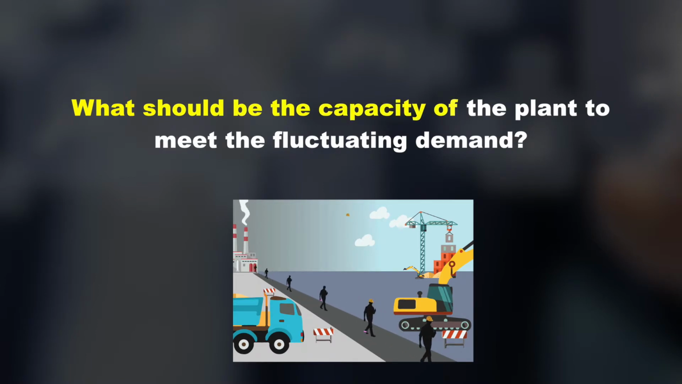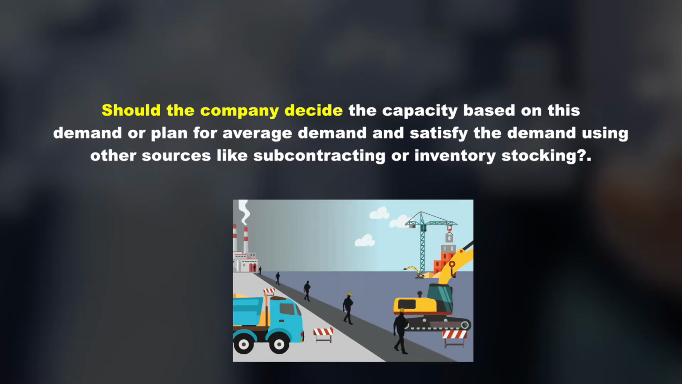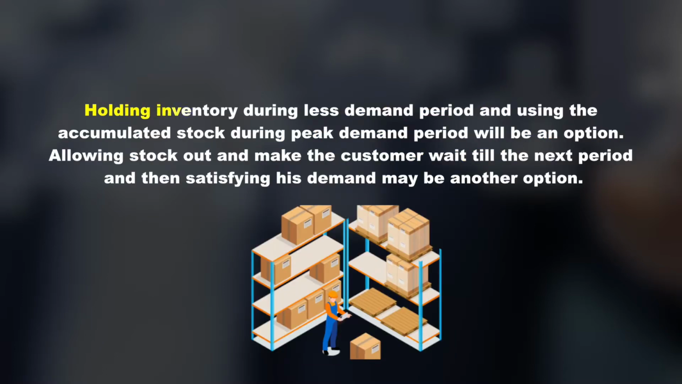What should be the capacity of a plant to meet the fluctuating demand? Should the company decide the capacity based on this demand or plan for average demand and satisfy the demand using other resources like subcontracting or inventory holding? These questions arise to a manufacturing plant. Holding inventory during less demand period and using the accumulated stock during the peak period demand will be an option. Allowing stock out and making the customer wait till the next period and then satisfying his demand may be another option.